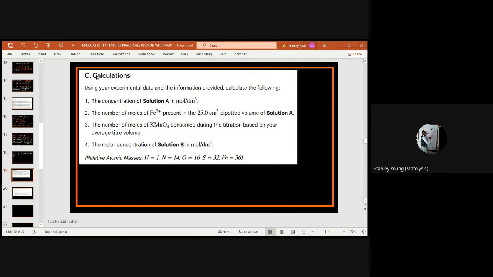All right. Moving on to another calculation part. This says, using the experimental data and the information provided, calculate the following. Number 1, we need the concentration of what? Of solution A in what? Mole per dm³. Then you need to go back and check the information provided.